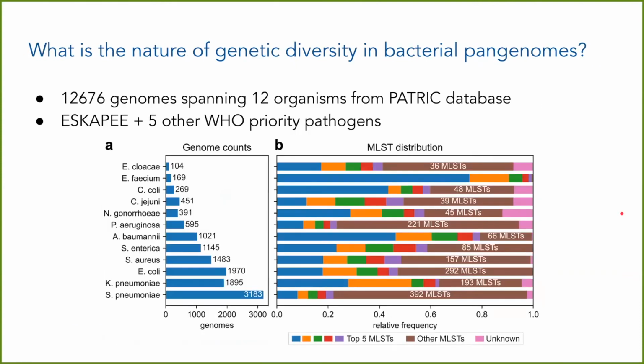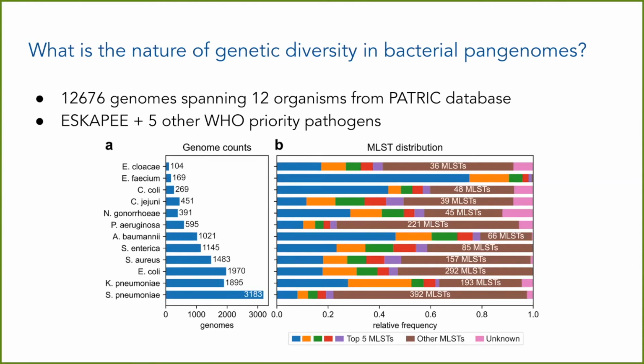So to begin, we had just over 12,000 genomes spanning 12 different organisms from the PATRIC database. These consist of the 7 ESKAPE pathogens, as well as 5 other World Health Organization priority pathogens, selected based on their infectious potential, as well as tendency to acquire antimicrobial resistance.